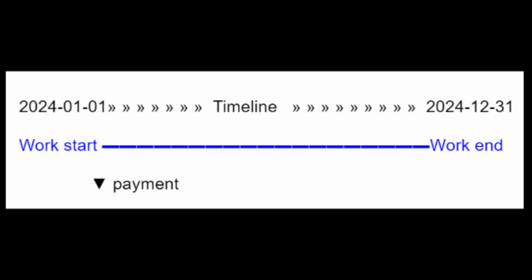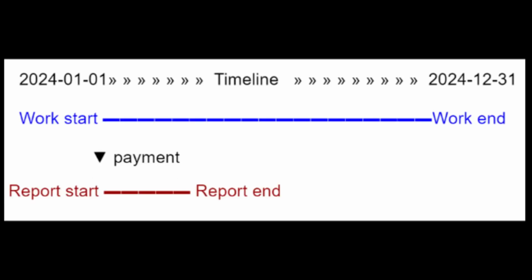The example here is an insurance contract that lasts 1 year with a work start date of the 1st of January and a work end date of the 31st of December. This is the blue line. The payment date is represented as an upturned triangle in black. In order to create a financial statement, we need to add a report period, the red line. The report period starts on the 1st of January and ends on 31st of March and lasts 90 days.